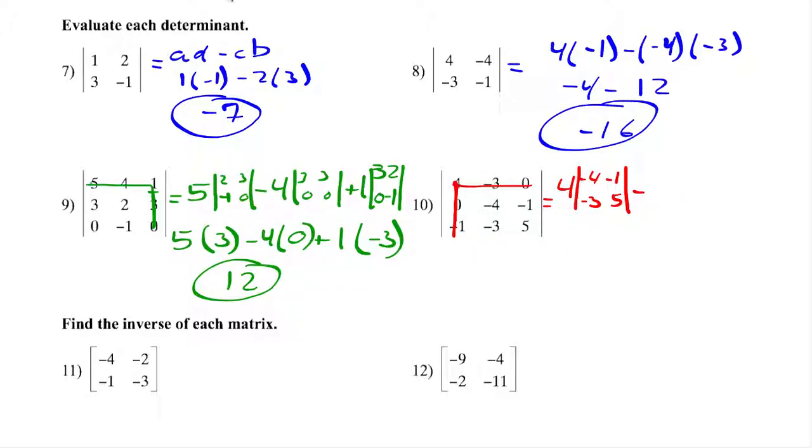Good. And then we're going to subtract another value. Now that value is a negative 3, so I'm subtracting a negative 3. And it's times the determinant of some matrix. Well, that is 0, negative 1, negative 1, and 5. Plus, and this is going to be an easy one because it's plus 0 times some matrix, right? So that would actually be 0, negative 4.